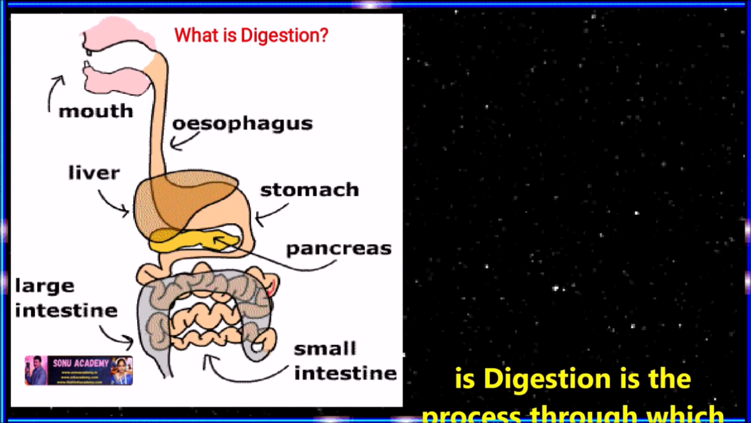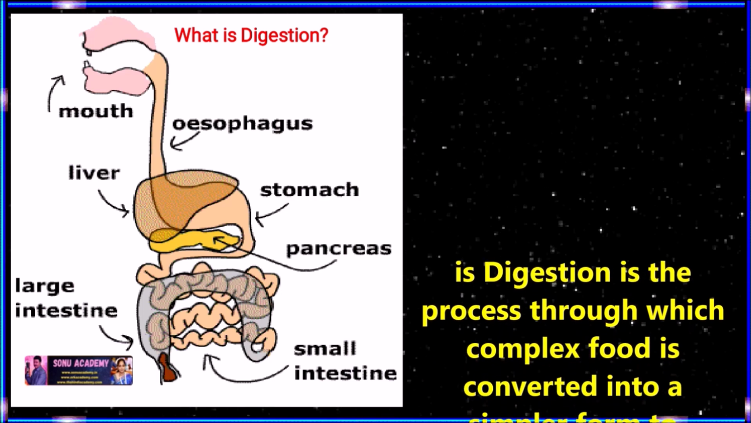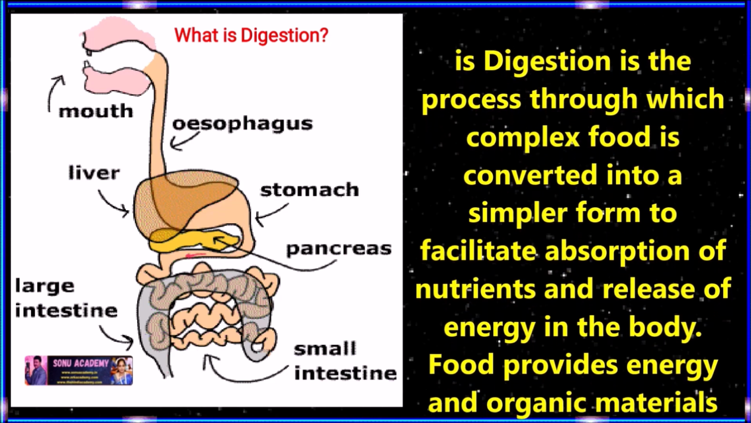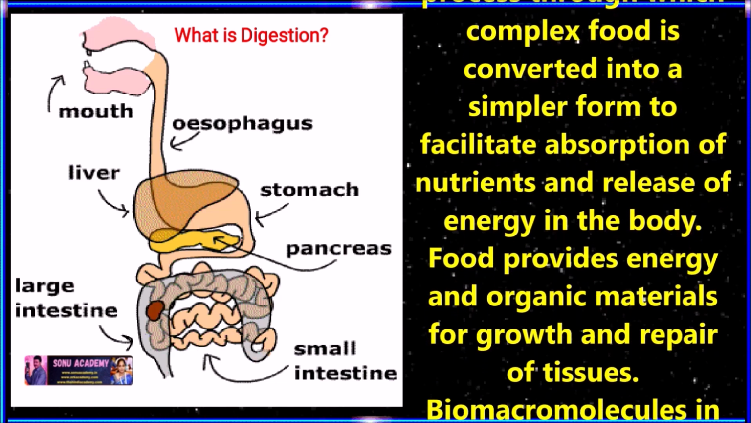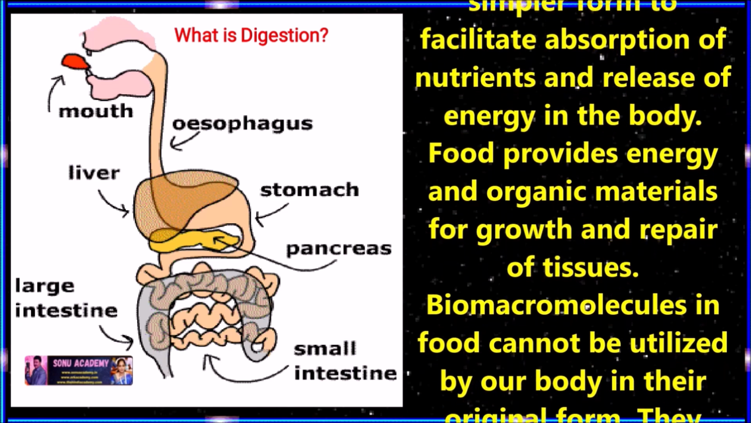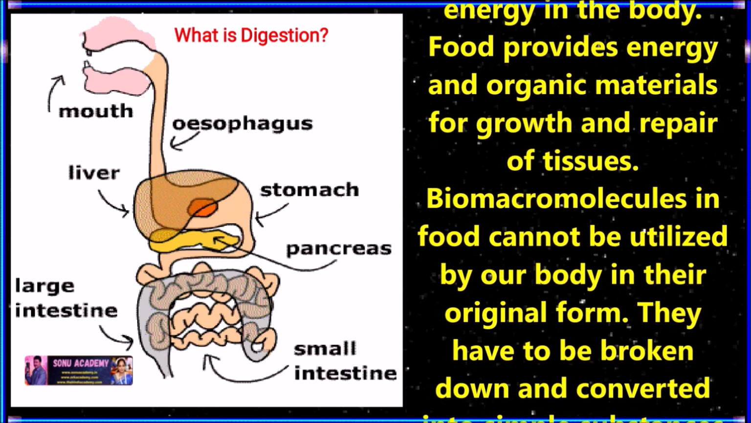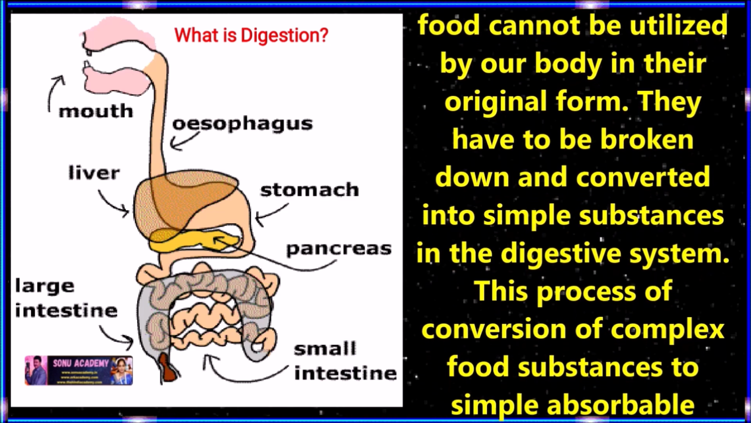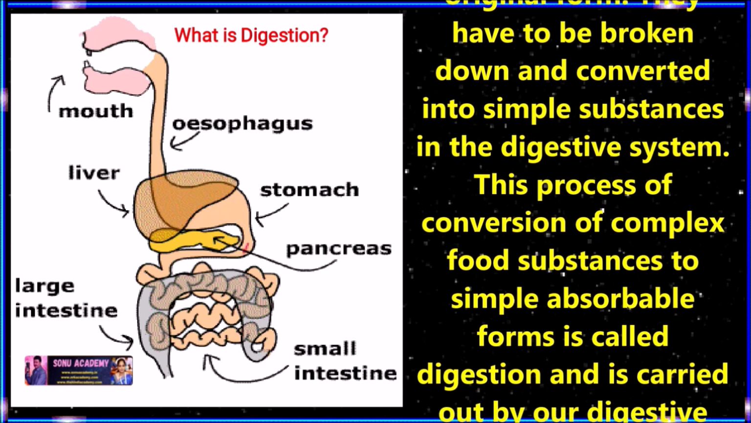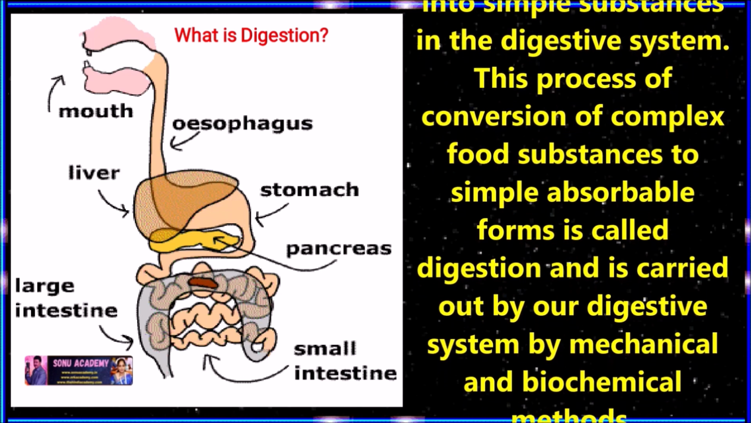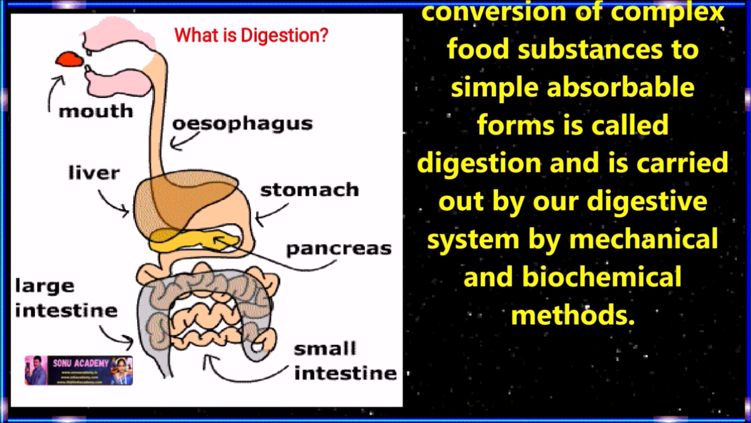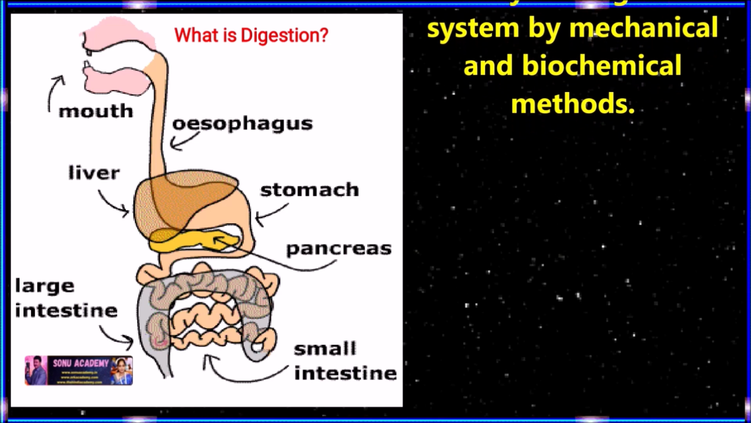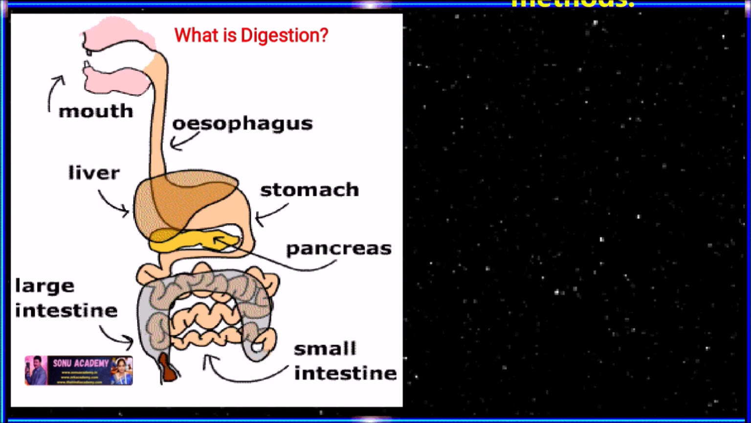Let us see what is digestion. Children, digestion is the process through which complex food is converted into a simple form to facilitate absorption of nutrients and release of energy in the body. Food provides energy and organic materials for growth and repair of our body tissues. Biomacromolecules, as we discussed, in the food cannot be utilized by our body in their original form. They have to be broken down and converted into simple substances in the digestive system. This conversion of the complex food substances into simple forms we call digestion.